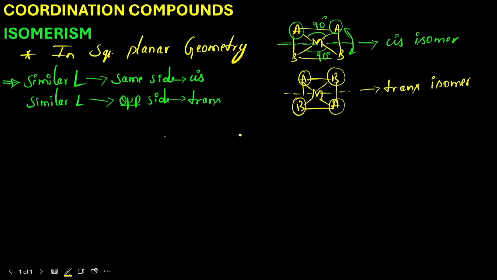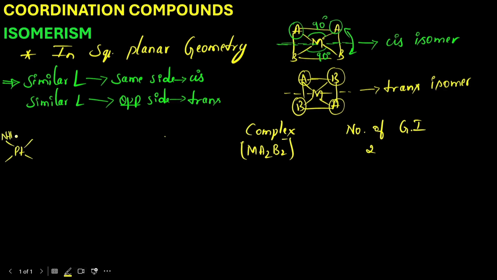If you take the complex, and here the number of geometrical isomers: if the complex is of Ma2B2 type, how many geometrical isomers are possible? So this is 2. If you take an example, that is Pt, NH3, NH3, here Cl and here Cl.